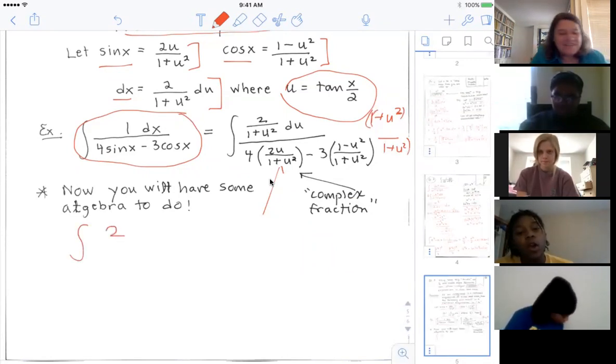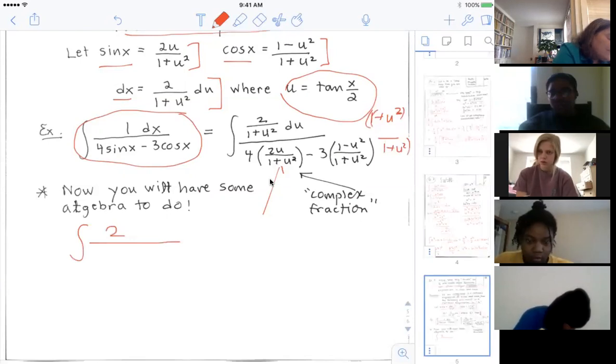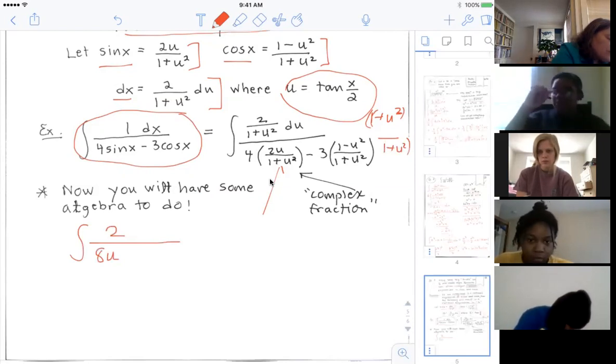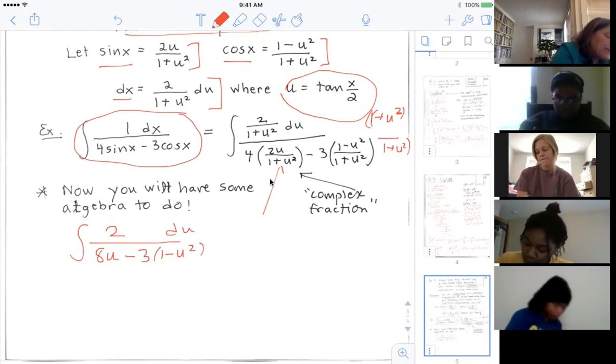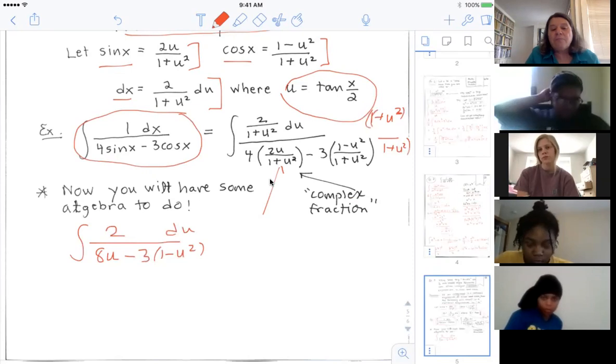See, it made it nice. And now what's left when I multiply 1 plus u squared times this one? What cancels out again? The bottom. 1 plus u squared, and I have 4 times 2u is 8u. How about 1 plus u squared times this thing? It's going to be minus 3 times 1 minus u squared because that canceled that one out. Okay. All right. Does everybody see what I did? It's looking a lot better.